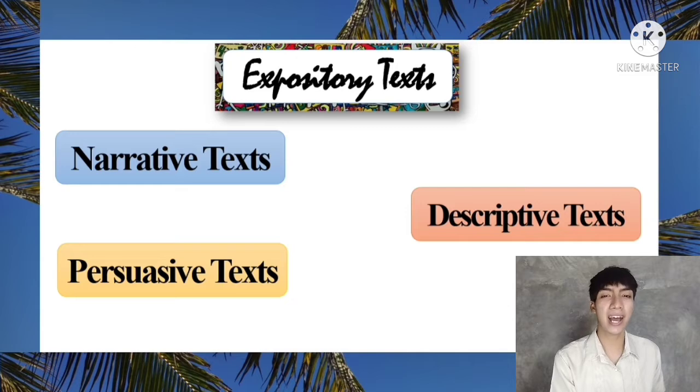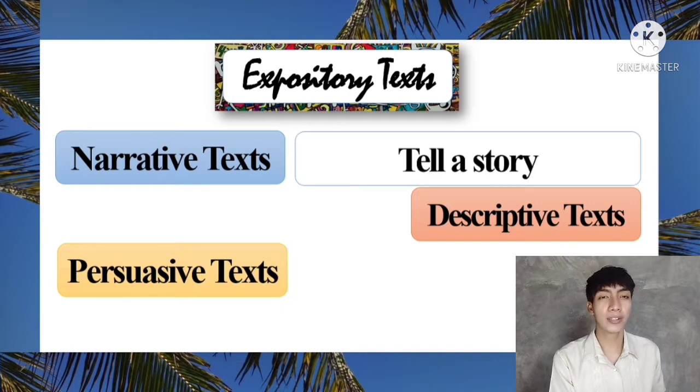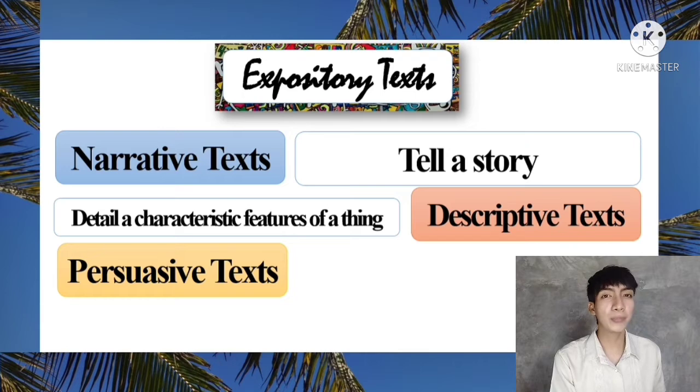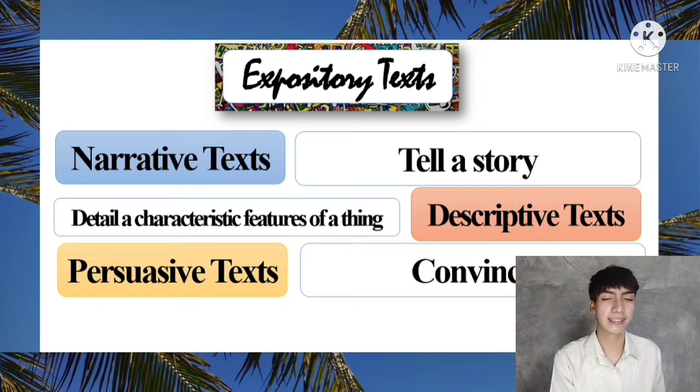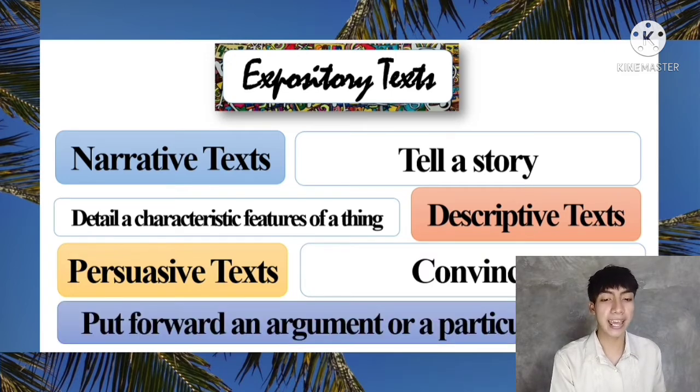Let's begin by discussing 4 of the different types of texts. So, narrative texts tell a story. Descriptive texts detail the characteristic features of a thing. Persuasive texts convince. And expository texts put forward an argument or a particular point of view.